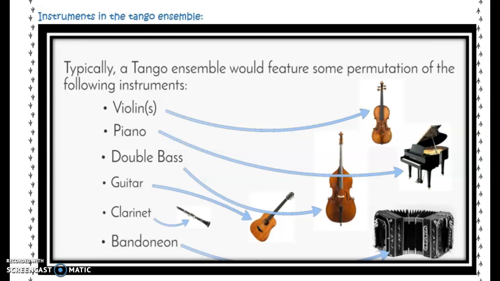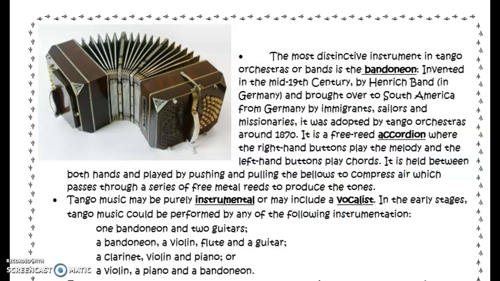Typically a tango ensemble would feature some permutation of the following instruments: a violin, the piano, a double bass, the guitar, a clarinet, and the bandoneon. So in the IGCSE music examination, they can ask you, what instrument do you hear? So I usually have an ensemble of these instruments in the tango. Here I have a closer look at the bandoneon.